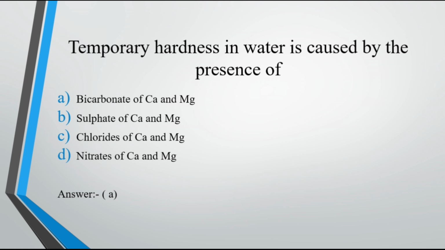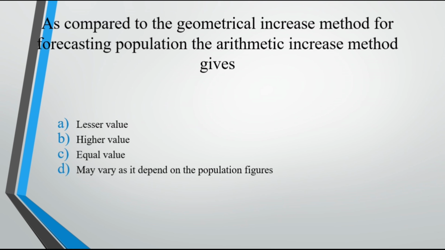Then next question, as compared to the geometrical increase method for forecasting population, the arithmetical increase method gives option A, lesser value, option B, higher value, option C, equal value, and option D, may vary as it depends on population figures. So the correct answer is option A, lesser value.